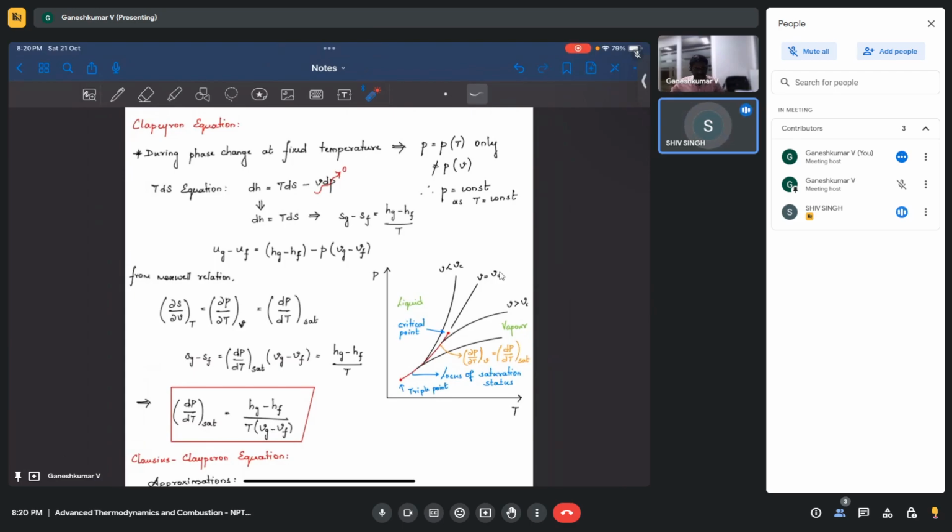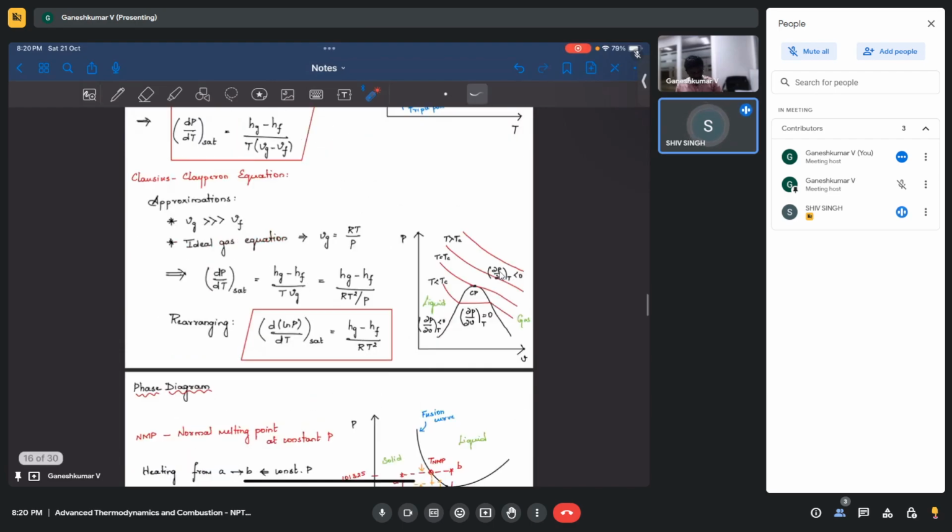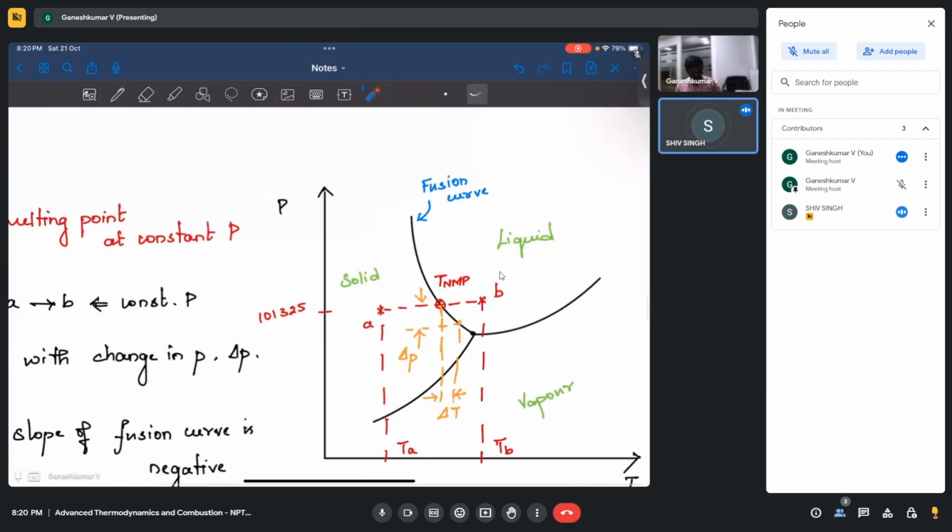Sir, another question: we are noticing the triple point having 0 degrees of freedom. Why are we calling it 0 degrees of freedom at the triple point? Because for the triple point we need one temperature point and one pressure point. So the degree of freedom is zero for the triple point of water.